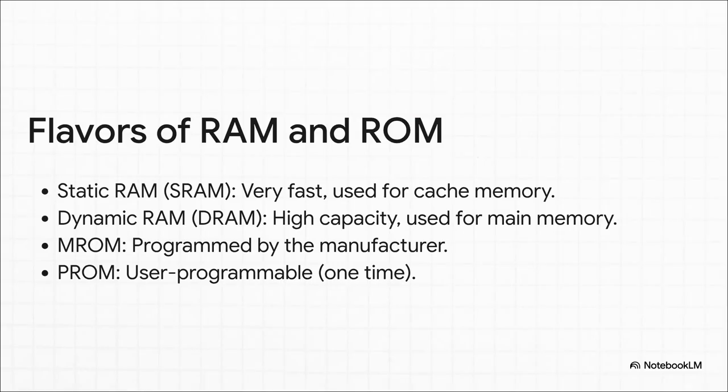And even within RAM and ROM, you've got different flavors. Static RAM, or SRAM, is insanely fast and expensive, so it's used for tiny high-speed cache memory. Dynamic RAM, or DRAM, is a little slower but much cheaper, which makes it perfect for your computer's main memory. And it's the same with ROM. Some is programmed by the manufacturer, while other types let a user program at one time.